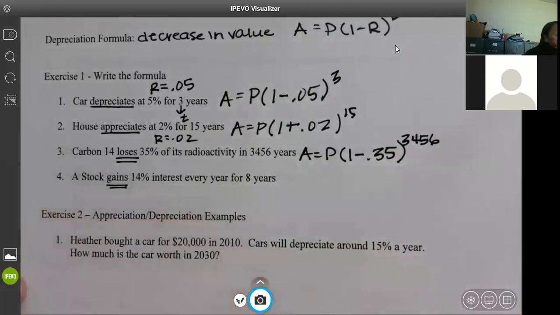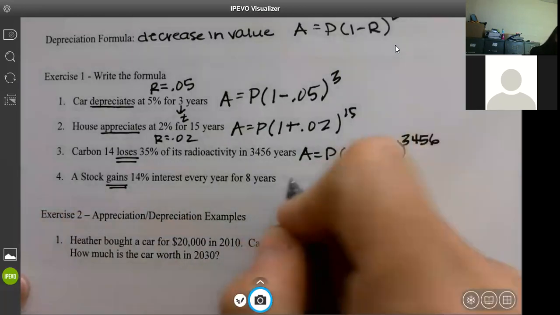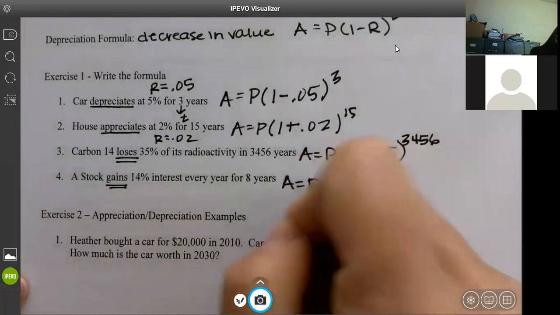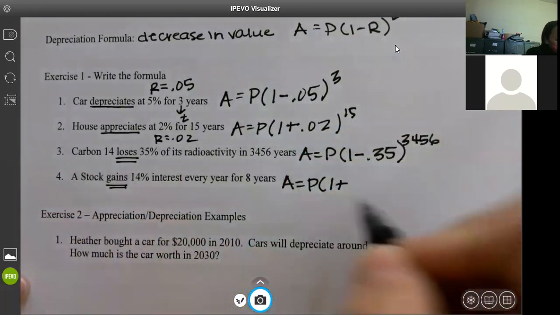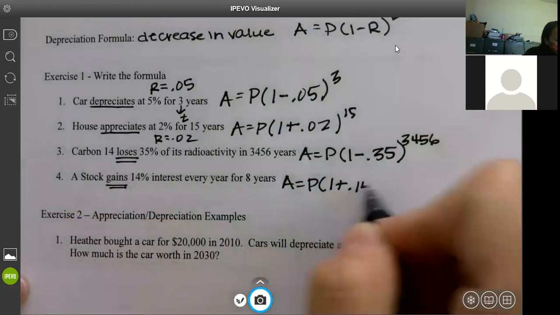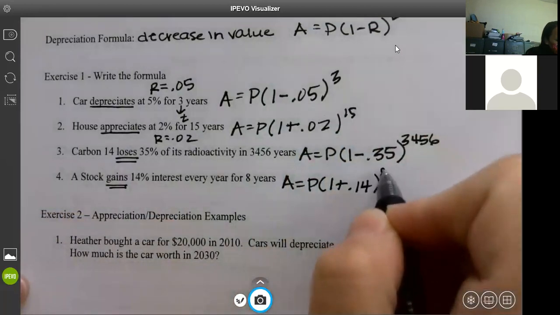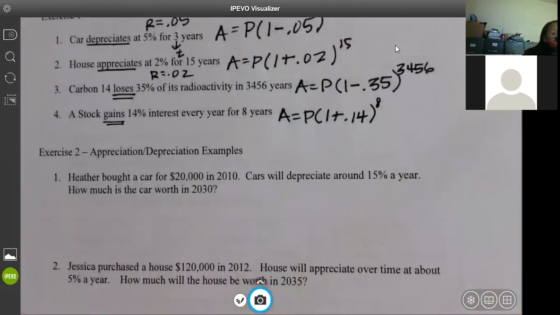The next one says the stock gains 14% interest every year for 8 years. So gains is going to be the plus. What's our rate? 0.14. How long are we doing it? 8 years. That's it. So eventually what we're going to do is just keep putting it in our calculator. Okay, so we'll get everything in there and put it in our calculator.